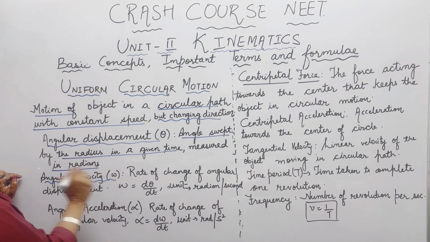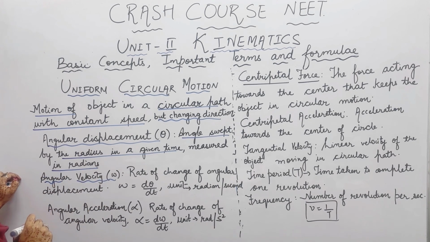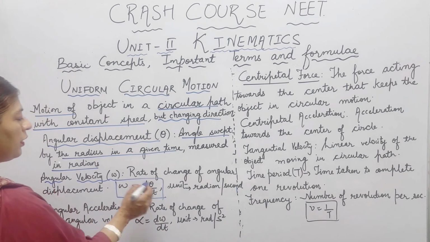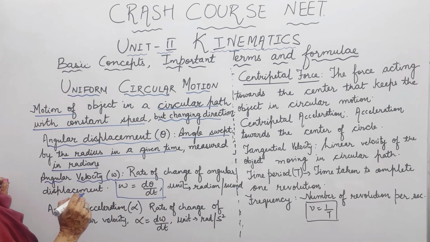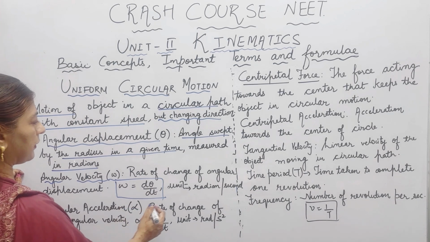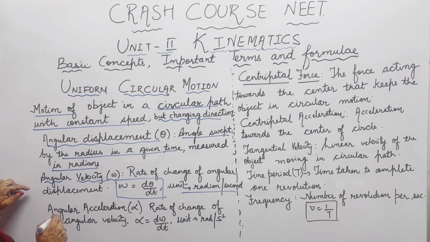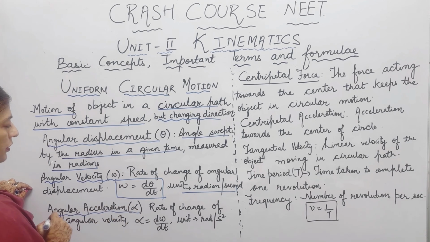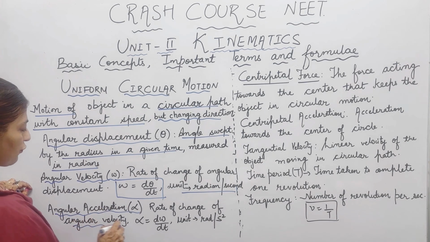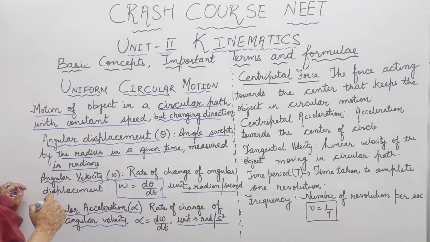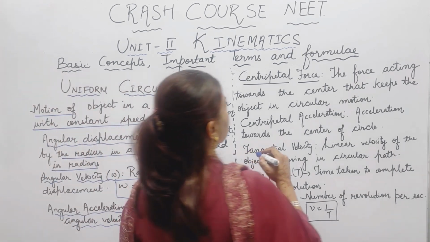Angular velocity is denoted by omega. This is the rate of change of angular displacement, and this is equal to d theta by dt for a small variation in the angle. And the unit of the angular velocity is radian per second. Angular acceleration is denoted by alpha. It is the rate of change of angular velocity, and the unit is radian per second square.